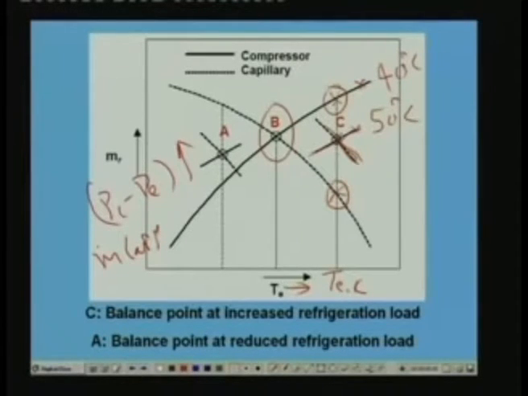Again the point of intersection is here, where the mass flow rate through capillary will be equal to the mass flow rate through the compressor. So, again a new balance point is restored. One thing you can notice here is that before the load increased, this was the balance point. The new balance point under increased load is here, and at this point you can see that the evaporator temperature is higher than the original point. That means TEC is greater than TEB. Similarly, the condenser temperature at C is greater than the condenser temperature at B. So, a new balance point is restored, but at much higher temperatures.